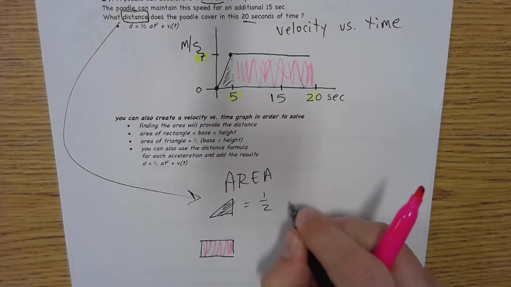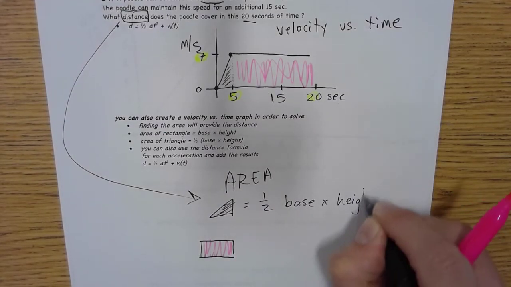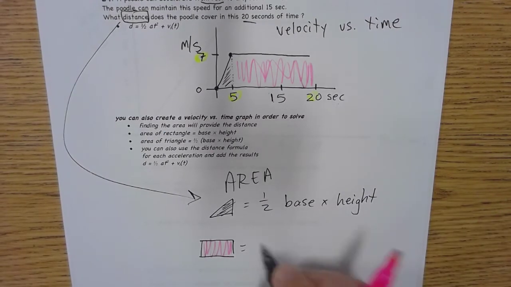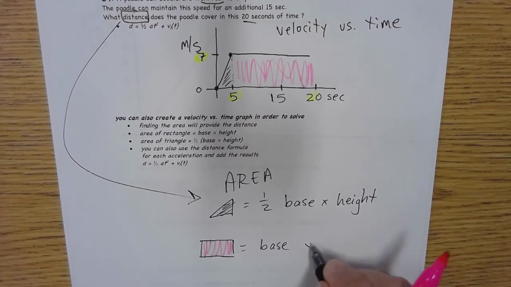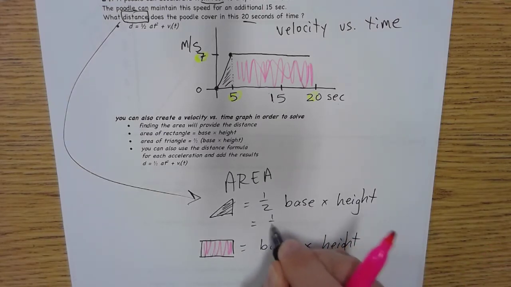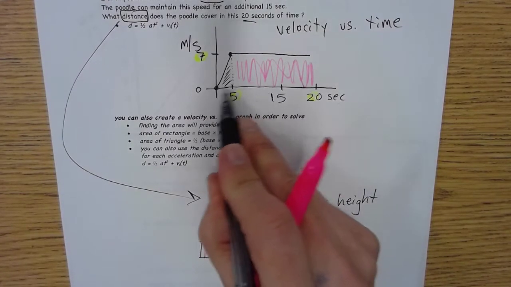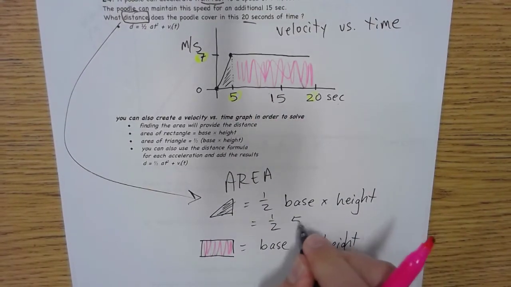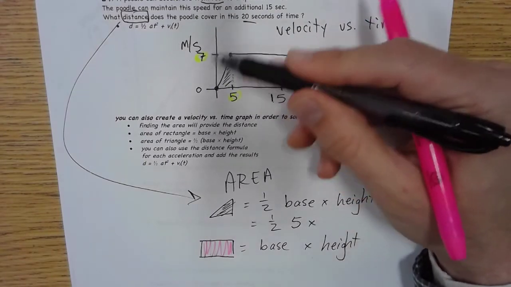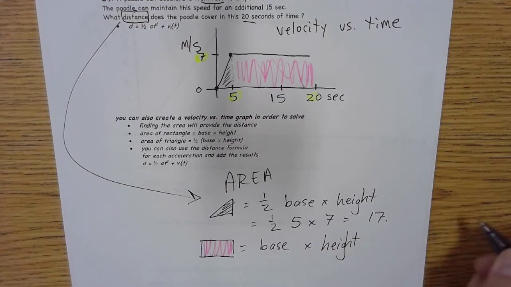The triangle is half base times height. The rectangle is just base times height. Now the base, so this is just the triangle piece, the base is 5. The height gets up to 7. It's half of 35. So there's how far he runs in the first part.